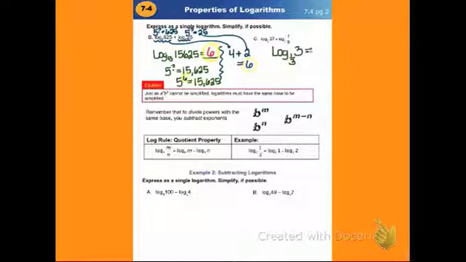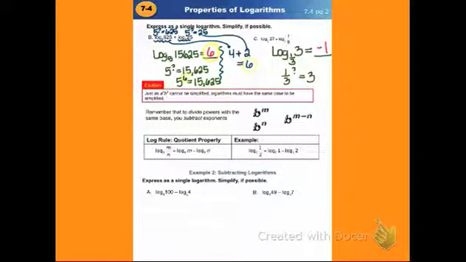And so what I'm asking is, what power would I have to raise 1/3 to, that's the question mark, to get 3? Well, hopefully that one's obvious, that one is -1. If we were to raise 1/3 to the -1 power, that -1 means to flip that. And if I flipped 1/3, I'd get 3.